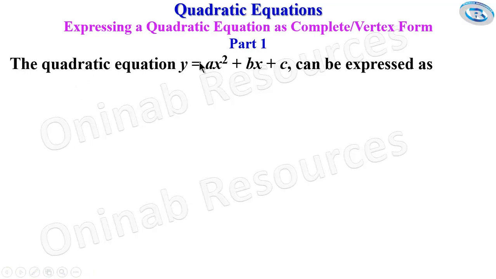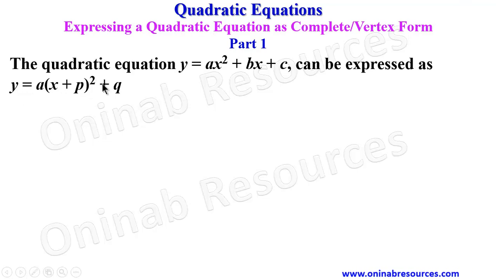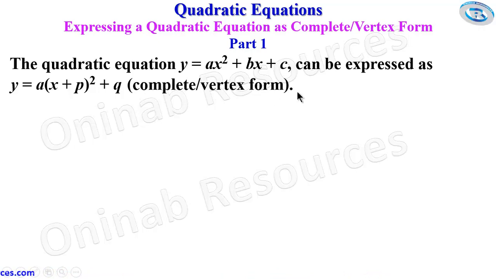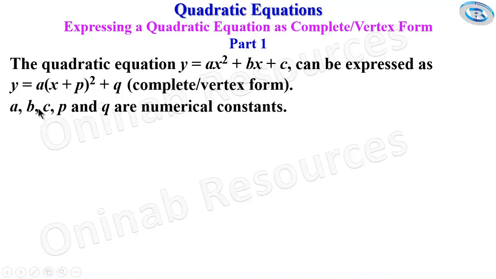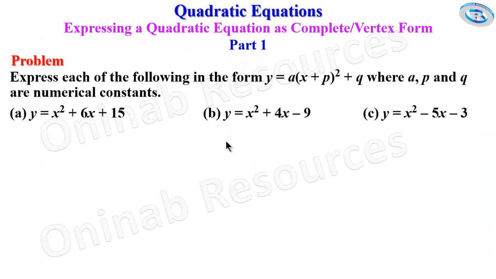The quadratic equation y equal to ax squared plus bx plus c can be expressed as y equal to a into x plus p all squared plus q, which is the complete or vertex form. Remember, a, b, c, p, and q are numerical constants. So we go straight to the problem.